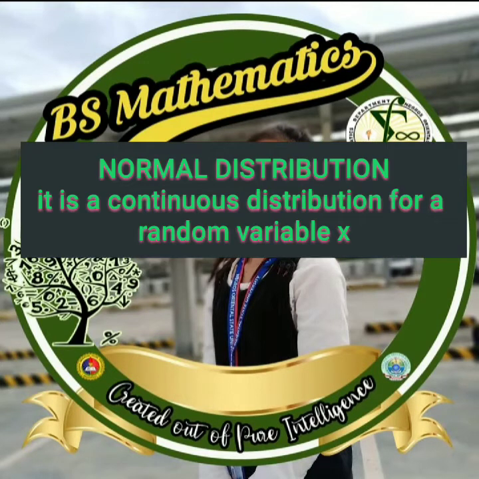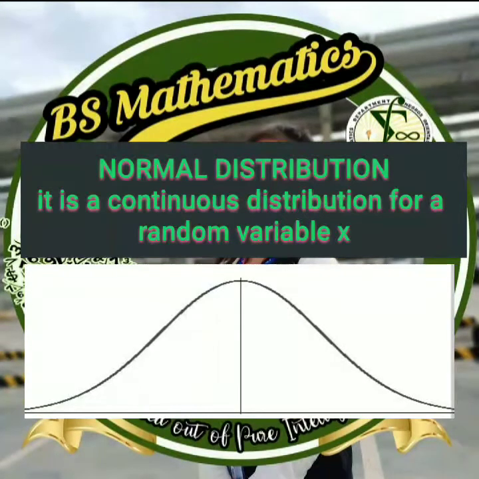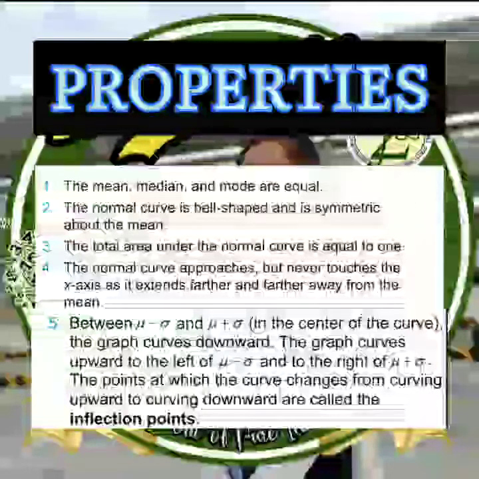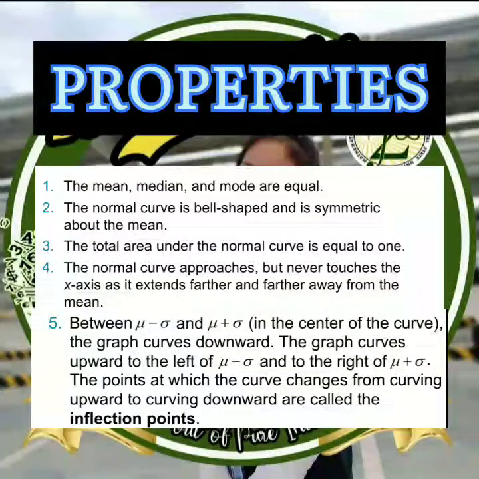Normal distribution. It is a continuous probability distribution for a random variable x. The most important continuous probability distribution in statistics. The normal curve is the graph for a normal distribution. So here are the properties. For number 1, the mean, median, and mode are equal. Second, the normal curve is bell-shaped and symmetric about the mean.